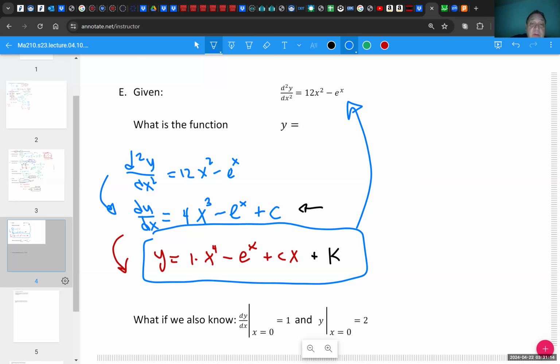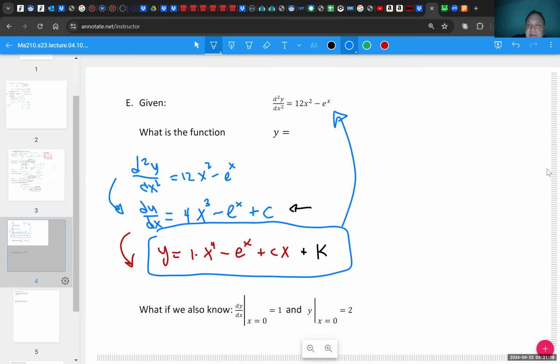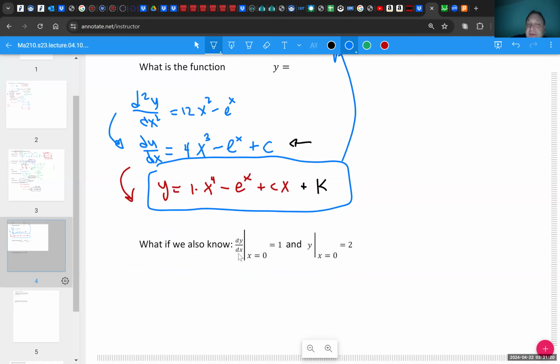Okay, so right down below, let me just shrink this a little bit. It says, what if we also know the value of the derivative when I plug in x equals 0? So the value of dy dx when x equals 0 is equal to 1, and the value of the function when I plug in x equals 0 is equal to 2. So they're giving us information here about the value of the derivative and about the value of the function.